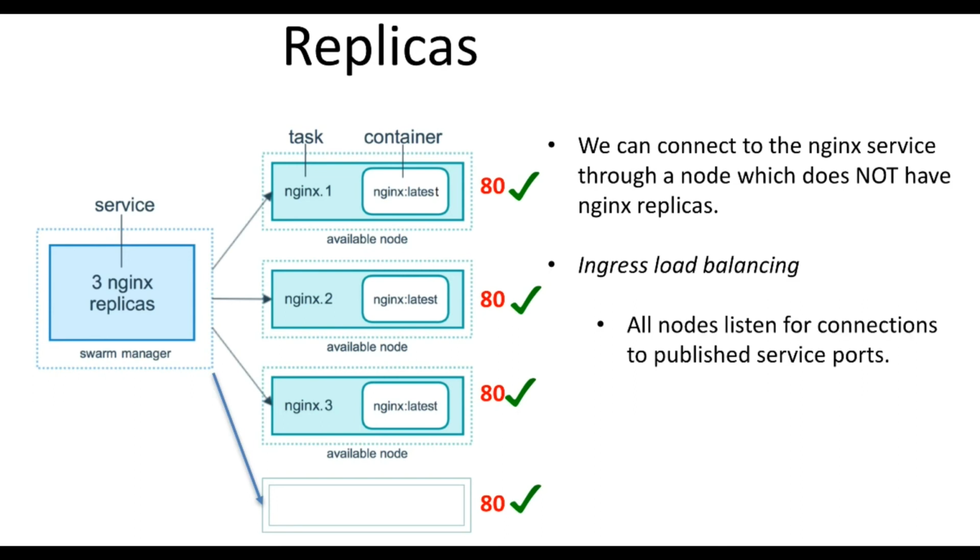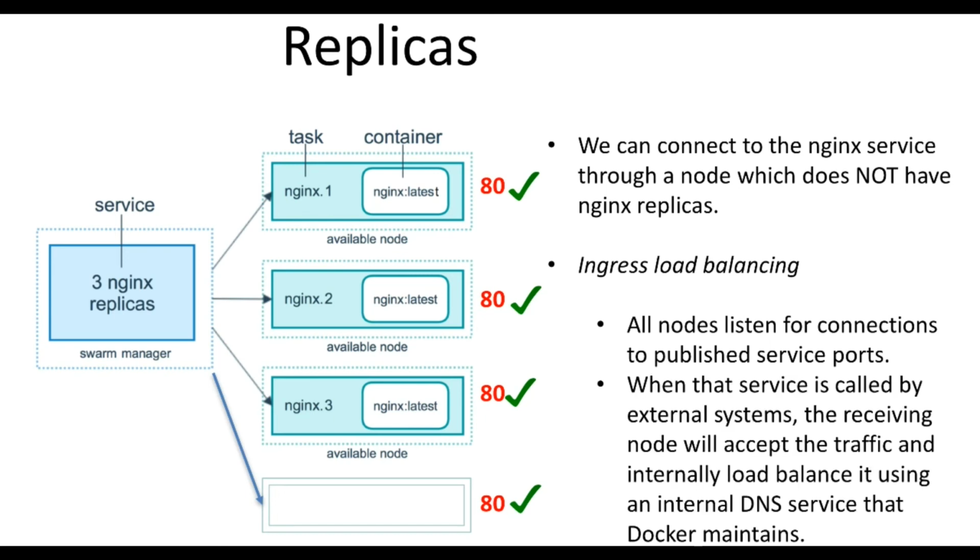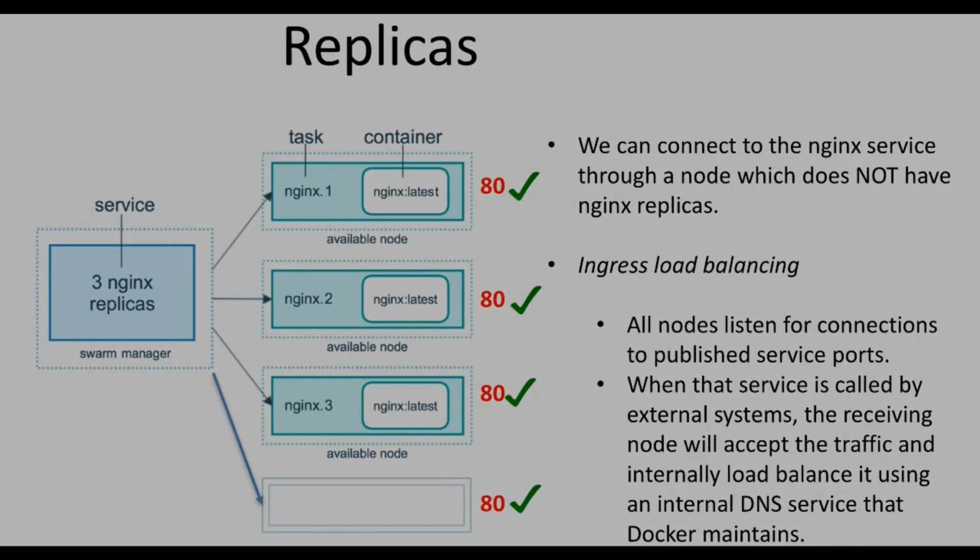The way it works is that all node workers listen for connections to published service ports. When that service is called by external systems, the receiving node will accept the traffic and internally load balance it using an internal DNS service that Docker maintains. So even if we scaled out our swarm cluster to 100 node workers, end users of our Nginx service can simply connect to any node worker. They will then be redirected to one of the 3 Docker hosts running the service containers. All of this rerouting and load balancing is completely transparent to the end user.